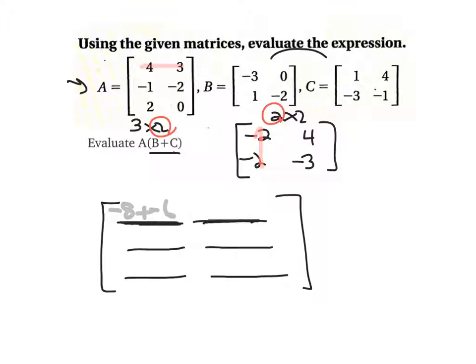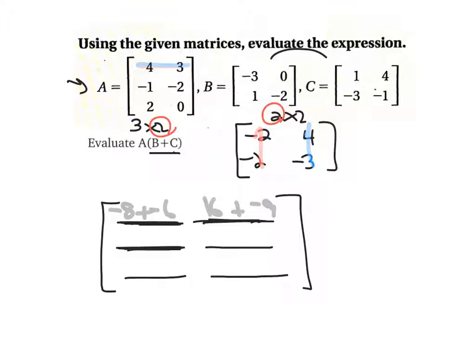Now I'm going to the second one. I'm going to this blank right here. So I'm going to go, still first row, but now second column. So I'm going to first row, second column. Multiply those. 4 times 4 is 16. 3 times -3 is -9. Keep on working.